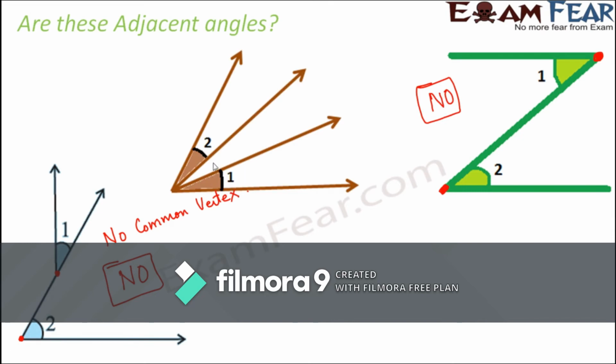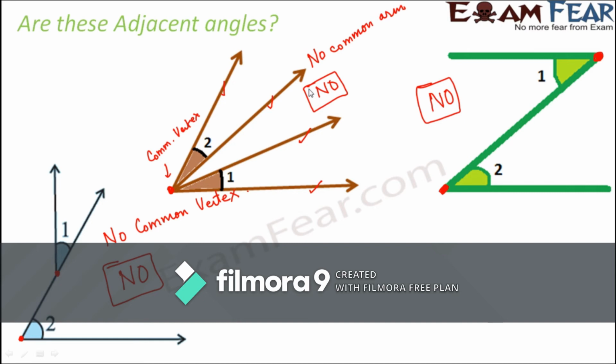The third one, angle 1 and angle 2. What about this? So here we do see a common vertex. Fine. Do we have a common arm? So for angle 1, what are the two arms? This is one arm and this is another arm. For angle 2, this is one arm and this is one arm. So basically here we do not have a common arm. Therefore these are also not adjacent angles.